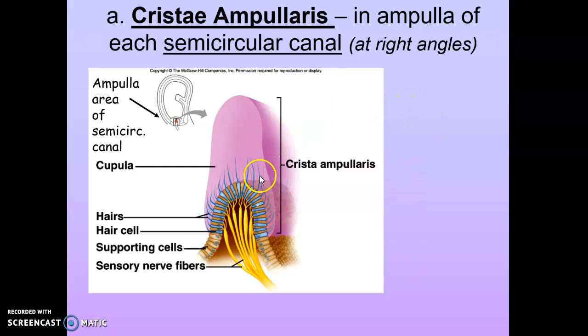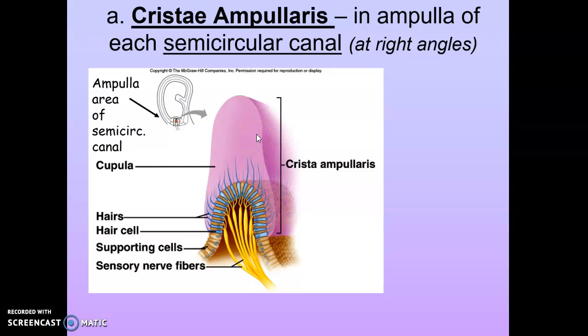It does this through the mechanism of something called the cristae ampullaris. And there's one of these in each of the semicircular canals. Now think of the top part, this cupula, as almost like jelly, like jello. And as you move, this is going to move this way or that way. And as it moves, it pulls on these hairs, which sends a signal down your sensory nerves to your brain, and that helps you to maintain your equilibrium. So the cupula is very important. It just jostles back and forth in each of your semicircular canals.